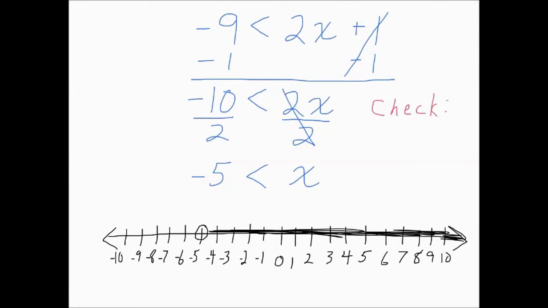I'm going to plug that 7 back in for x, and then we'll see if this makes sense. So what we're going to get is -9 is less than 2 times 7 plus 1. Is that true? -9 is less than 14 plus 1. -9 is less than 15. Is that true? Is -9, which is over here, less than 15, which is, well, my number line doesn't go that far, but it would be over here somewhere. Yes, of course, -9 is less than 15. 15 is bigger than -9.